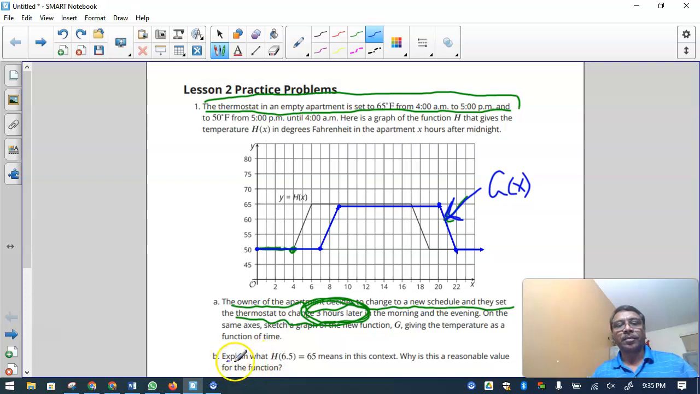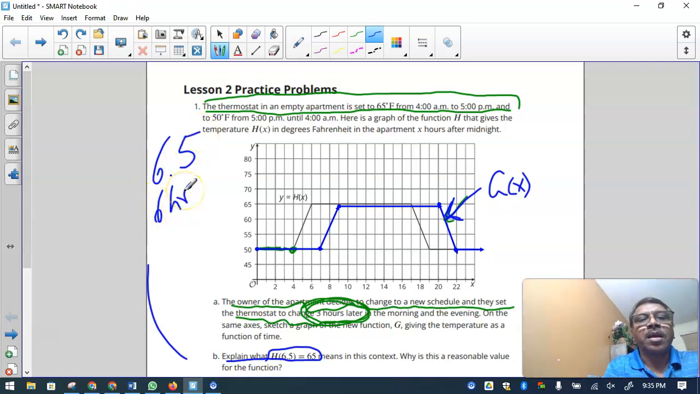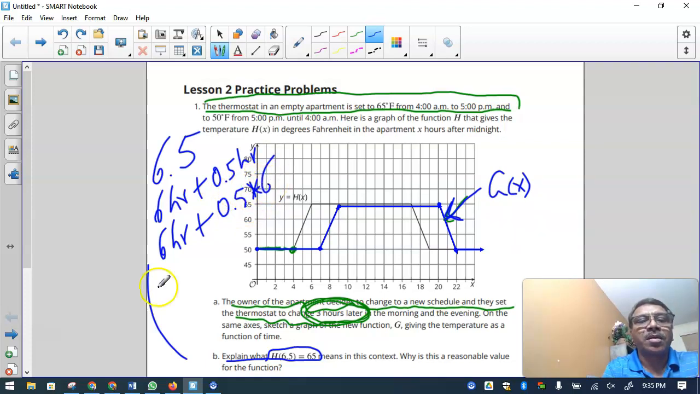The next question is to explain what this means in context. So what is 6.5? I'm going to write it right here. 6.5 hours means it is 6 hours plus 0.5 hours. So 0.5 hours: 1 hour has 60 minutes, so you multiply by 60, and you get 6 hours and 30 minutes.